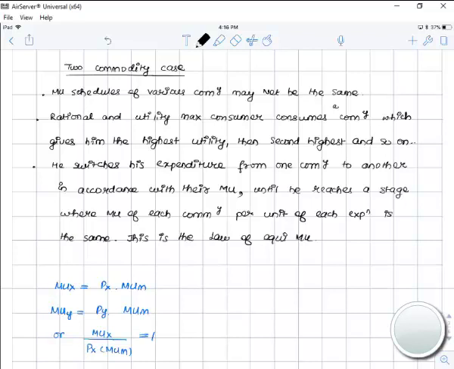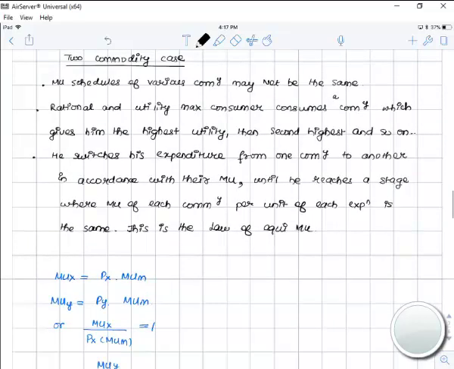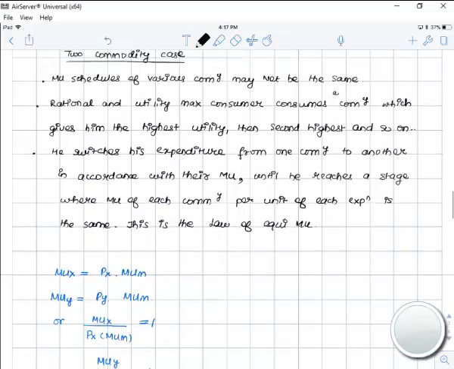So what will a rational consumer do? A rational, utility maximizing consumer will pick up the commodity which gives him the highest utility first, and then the commodity which gives him the second highest utility, and so on. There are two commodities here. Supposedly, if X gives him the highest utility, he picks up X, and then he picks up Y, which gives him the second highest utility. So in this process, he's switching his expenditure from X to Y.